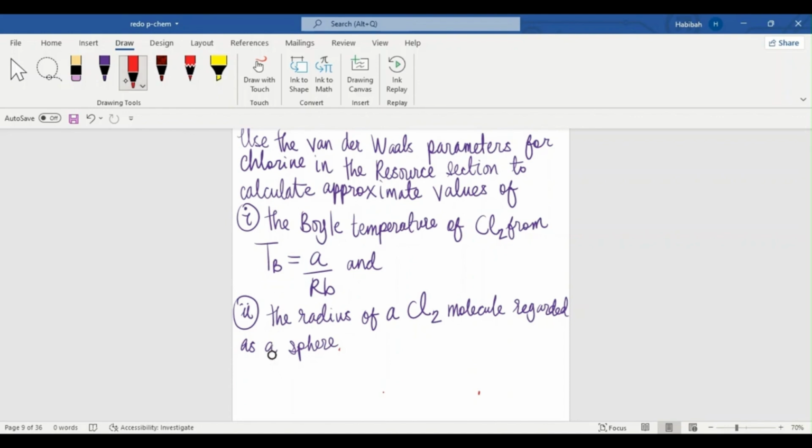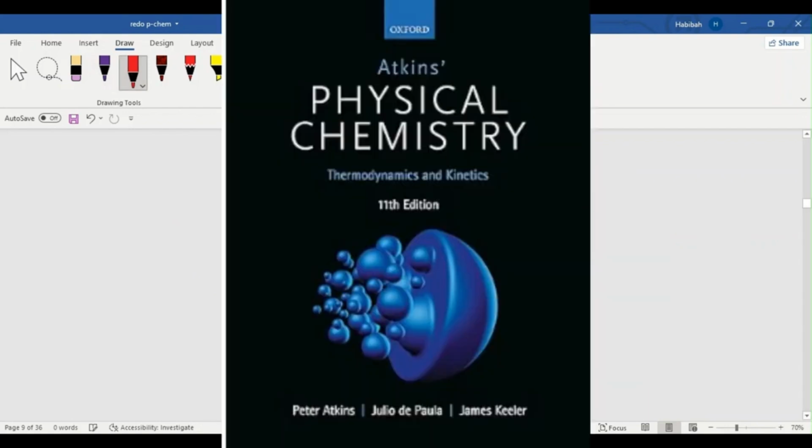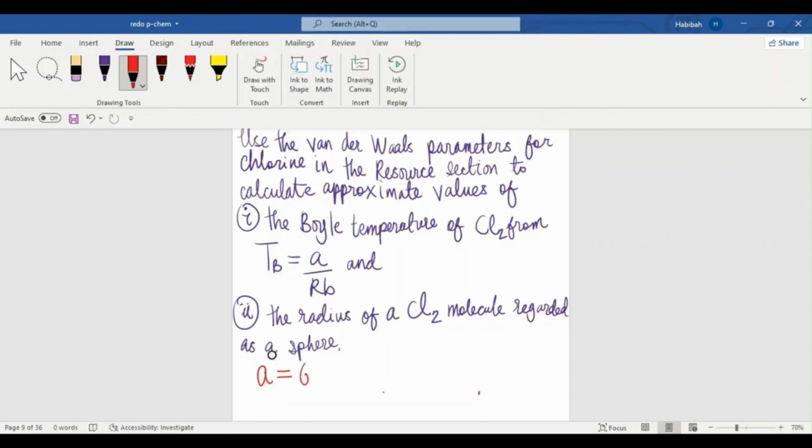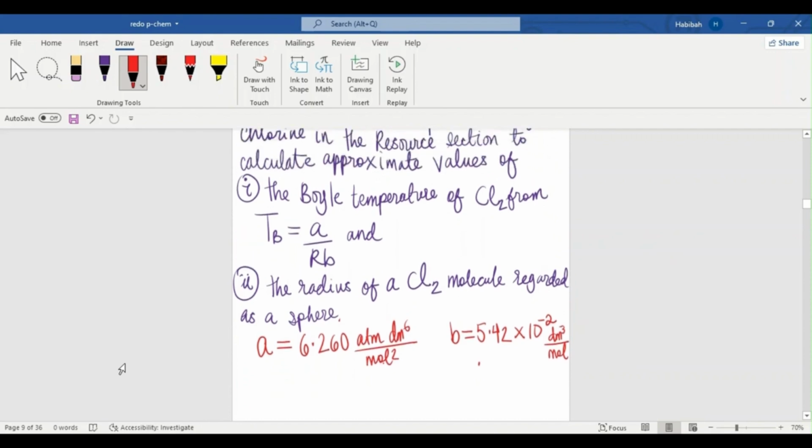I'm going to write it from the resource section of the textbook that I'm using, which is the Atkins Physical Chemistry textbook, the 11th edition. At the back of the textbook, you have the resource section. From the resource section, I can write out the A value to be 6.260 atmosphere dm6 divided by mole square. And then the value for B equals 5.42 times 10 raised to the power of negative 2 dm cube per mole. Those are the values that we're supposed to use.